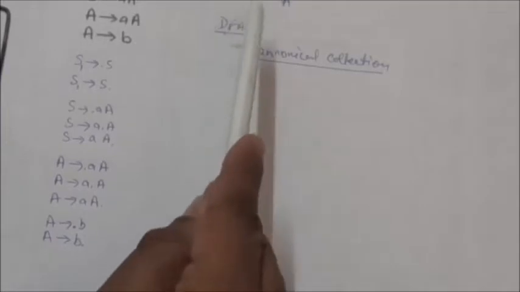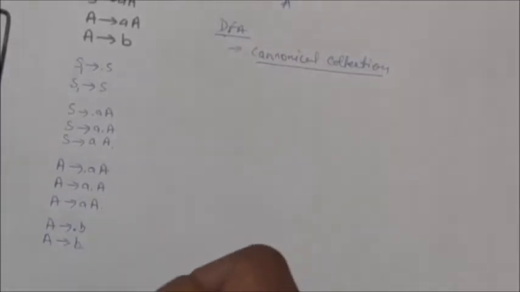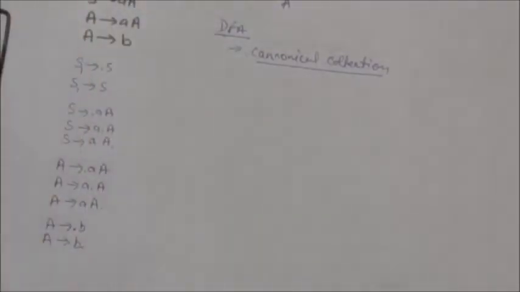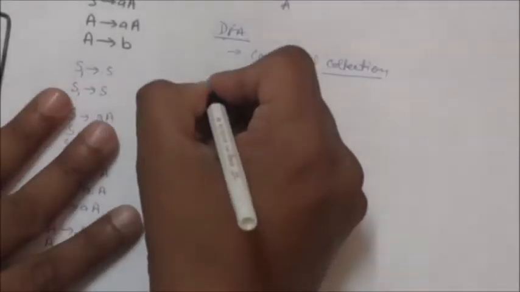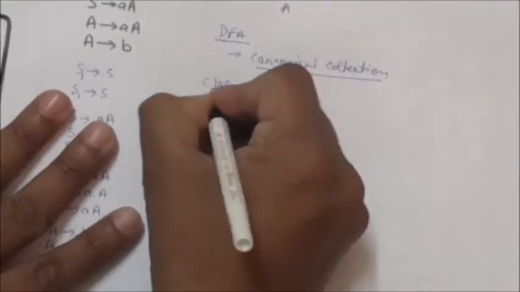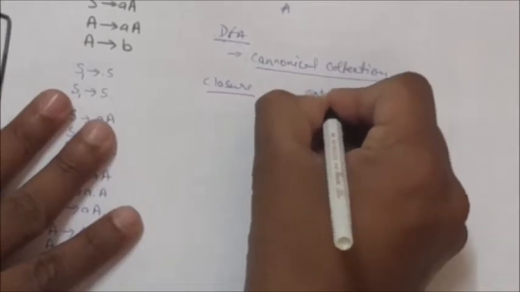So now what we need to do, we need to construct a DFA by using these LR0 items, right? So when we construct a DFA by using these LR0 items, what will happen in that DFA? Each state of a DFA will consist of a set of LR0 items, right? So we need to construct the states of the DFA, and then we need to find the transitions of the DFA, right? So for that we will need two functions. One is called closure, another one is called Goto, right?